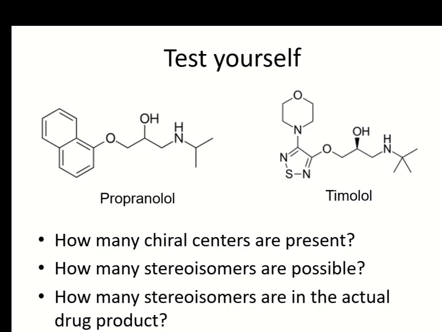Now, propranolol, they didn't really say. They just have a straight line here, as opposed to the wedge here. They just have this straight line. Now, what that means is that it's either way. They're not specifying because the drug has both the OH coming towards you and the OH going away, both enantiomers. That one is racemic. So how many stereoisomers are in propranolol? Two. How many are in timolol? One. Based on the structure as it appears in the package insert, which I've reproduced here.